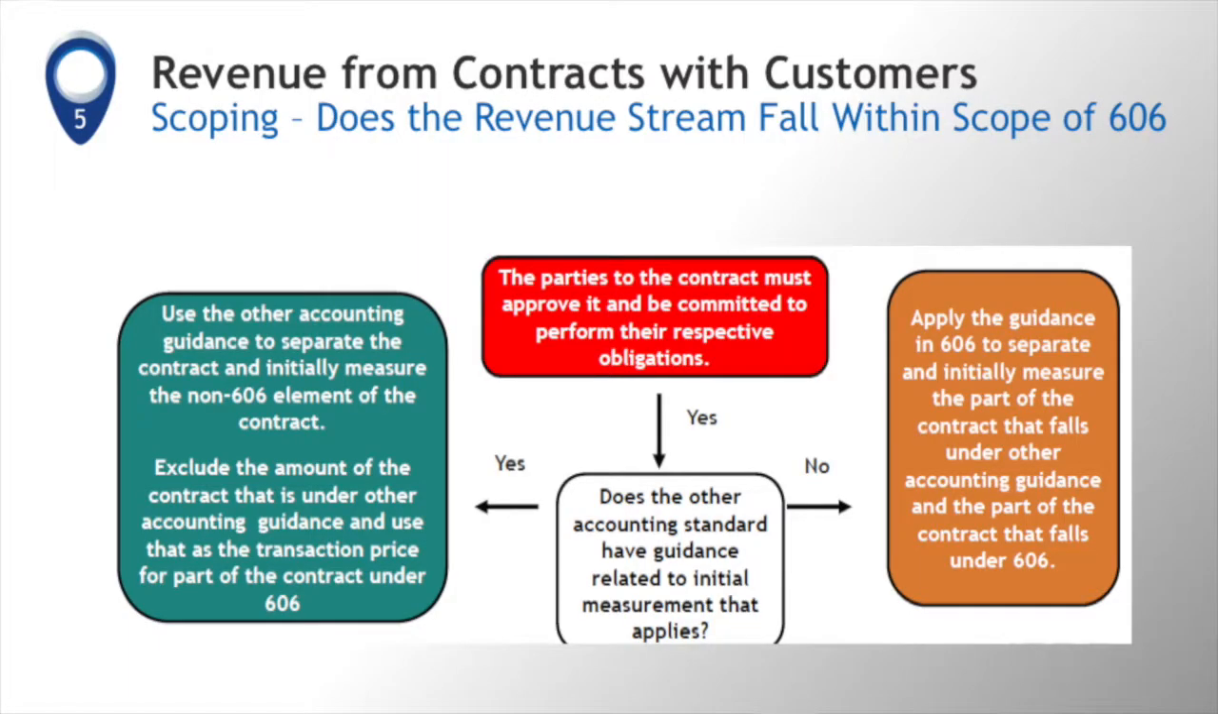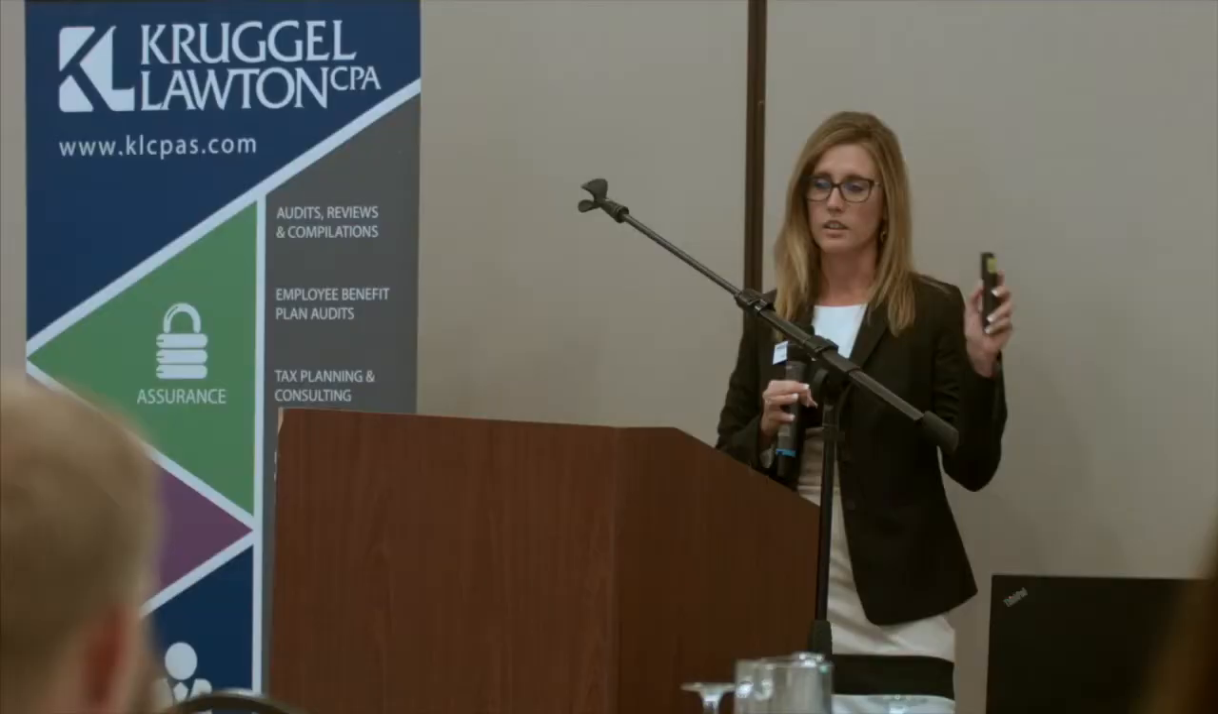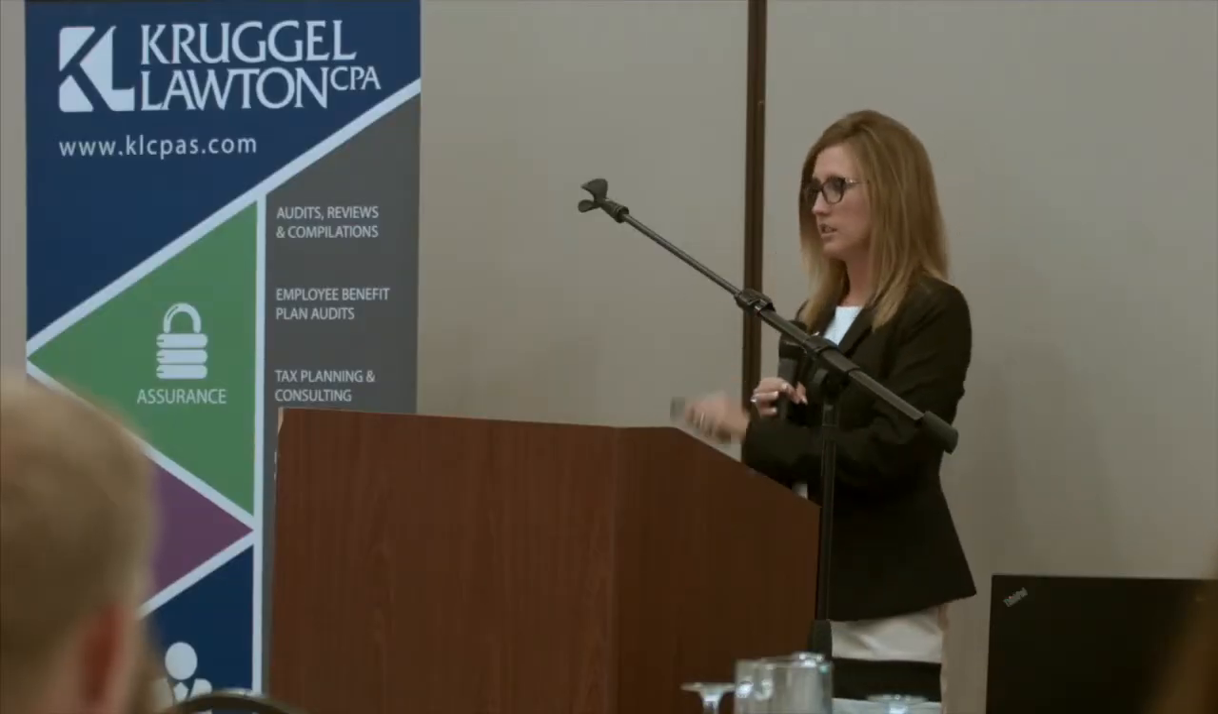Again, if you are using other accounting guidance to separate the contract and initially measure the non-606 element, exclude the amount of the contract that is under other accounting guidance. So I think that's something important to keep in mind, that you might have multiple components to a contract, and a portion of it may fall under 606, and a portion of it may fall under another accounting standard. So this can get real complicated real fast.